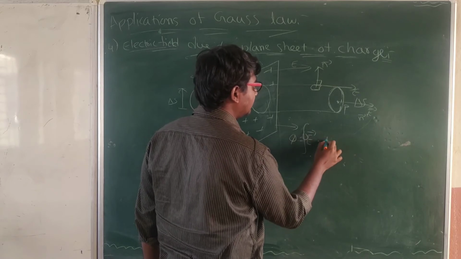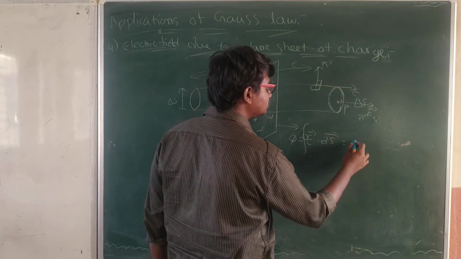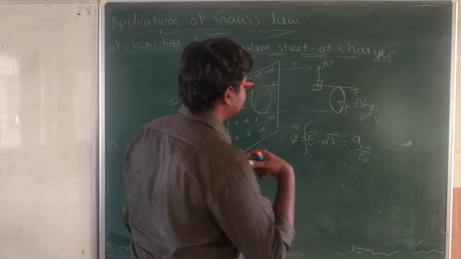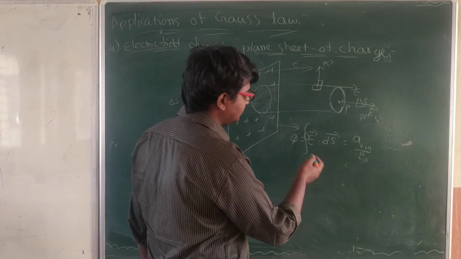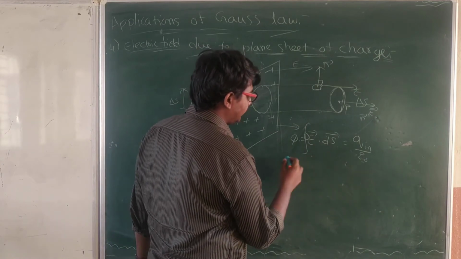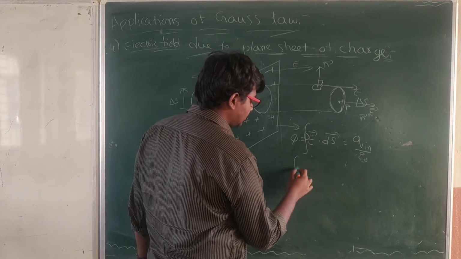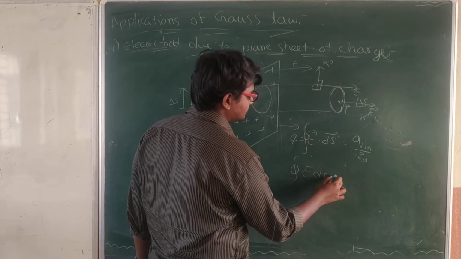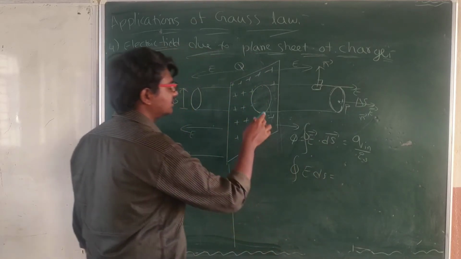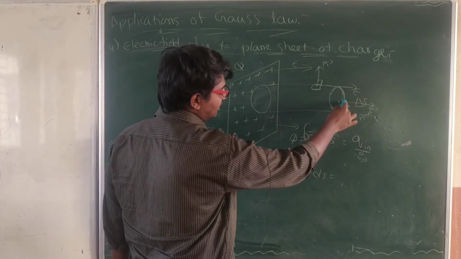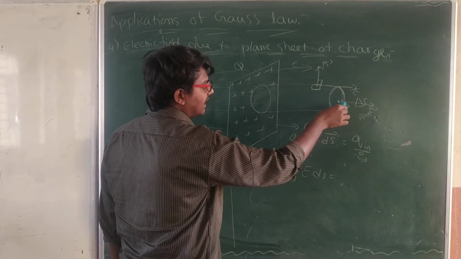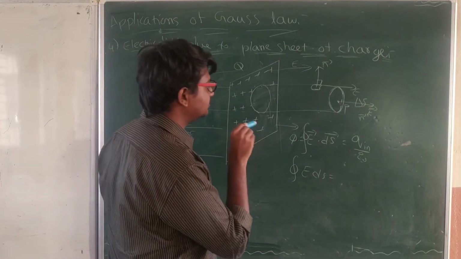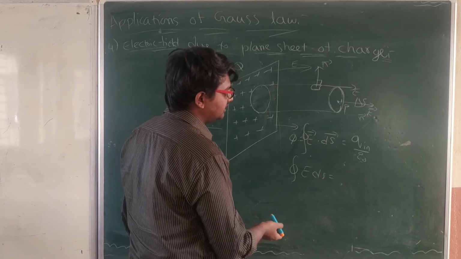integral E bar dot ds bar is equal to q inside by epsilon naught. The general formula is phi is equal to integral E ds is equal to q in by epsilon naught. In this case, E bar dot ds can be written as E ds, because on this surface the normal makes an angle of 0 degrees with the electric field. That's why directly E ds we can write.